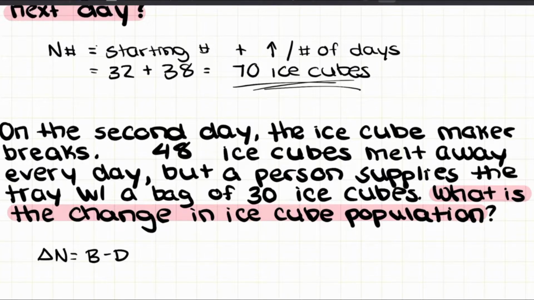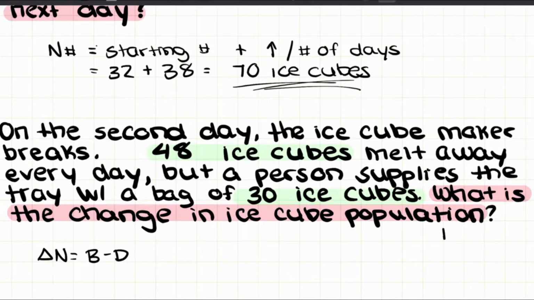Okay, so before we get this started, I want to caution you against something. So we have 48 ice cubes here. We have 30 ice cubes here. Do not just subtract the smaller number from the larger number, because that can be wrong. What you want to do instead is make sure you strictly define your variables.